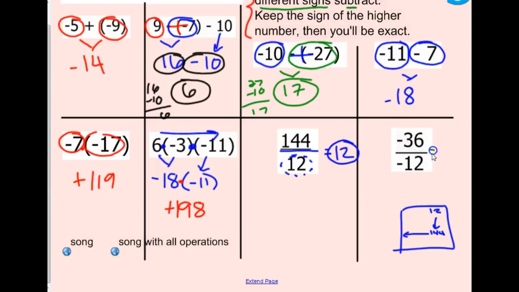Here we have both grumpy people, so I know our answer is going to be positive. Find 12 again, but this time only follow it to 36. And look to the left, your answer should be just a positive 3.